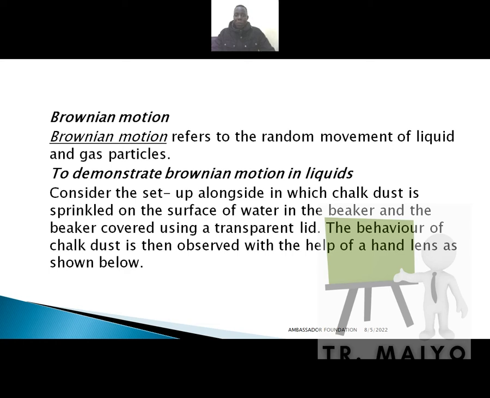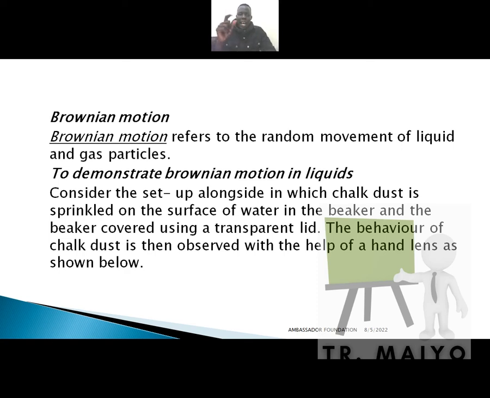Let's see how we can demonstrate Brownian motion in liquids and in gases. We can use chalk dust or pollen grains. When you look at the water in a beaker, because the particles of water are not visible, your eyes cannot see the random movement of water particles. Actually, the process is taking place. The particles of water are moving randomly, aimlessly, carelessly, on the surface of water, or even inside the water. But your eyes cannot see.